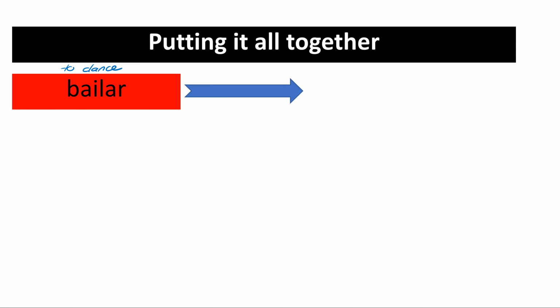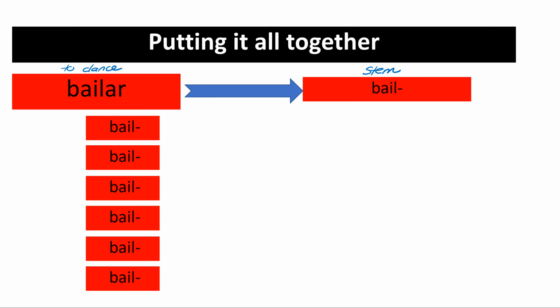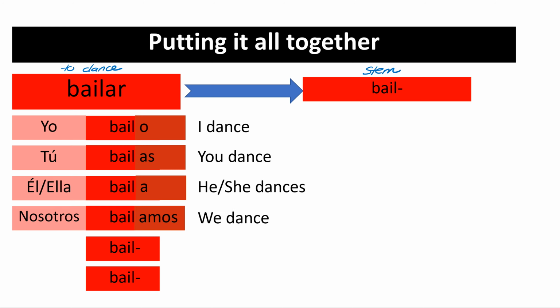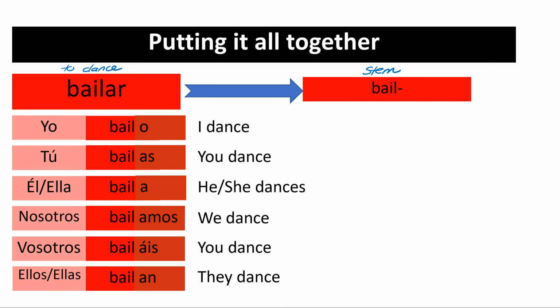First thing I need to do is I need my stem. So bail is my stem. It doesn't mean anything by itself. I need to add my endings. My stem is the same for all of them. So if I want to say I dance, yo bailo, or just bailo is I dance. Bailas, you dance. Baila, he or she dances. Bailamos, we dance. Bailáis, you dance or ye dance. And bailan, they dance. And remember, this is the plural version of you, and this is the singular version of you. So if I was talking to one person, I would say bailas. And if I was talking to more than one person, I would say bailáis.